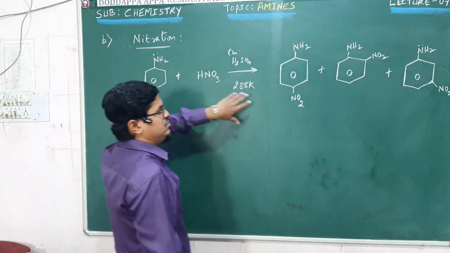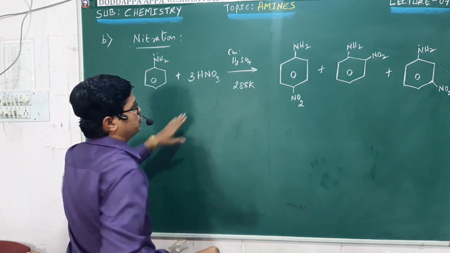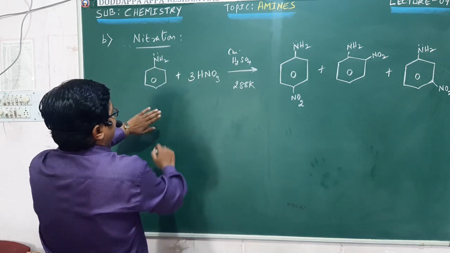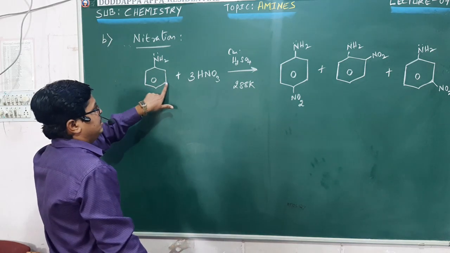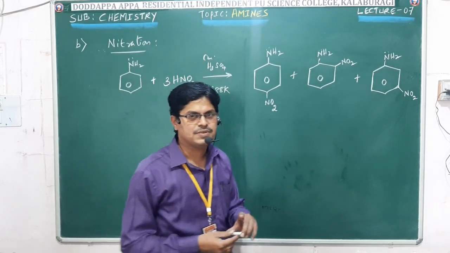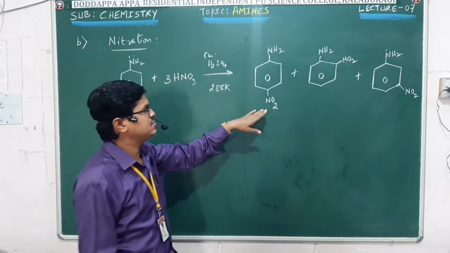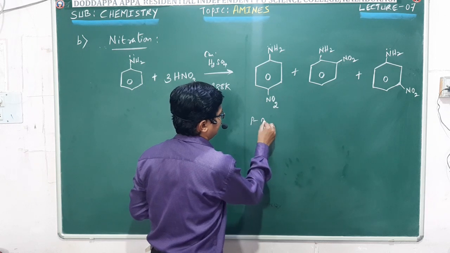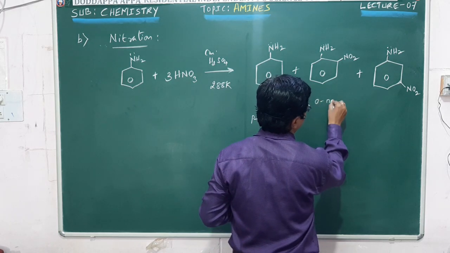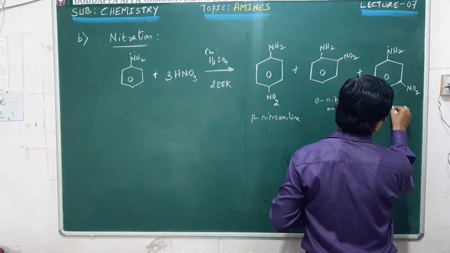Let me balance the equation. For three NO2 groups, let me balance by adding 3 HNO3, because from the nitric acid, the NO2 group is added to the aniline, exactly at the ortho position, meta position, and para position. That is, upon nitration, aniline gives this paranitroaniline, this orthonitroaniline, and this metanitroaniline.